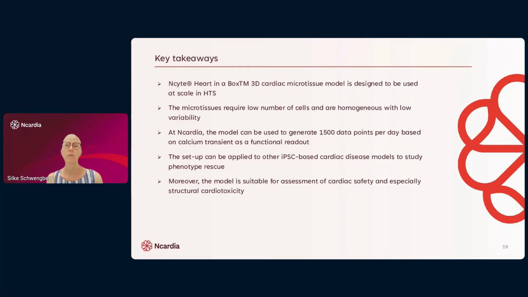And of course, the model is also suitable for the assessment of cardiac safety and also especially of structural cardiotoxicity, because we do have the 3 cell types in the mix, especially when it comes to structural cardiotoxicity. That might be a very interesting model to be used.